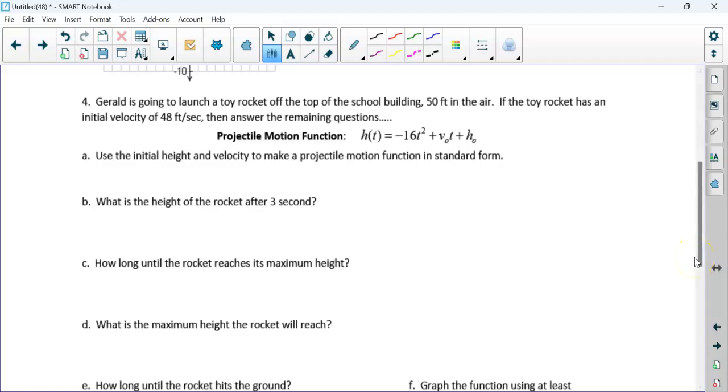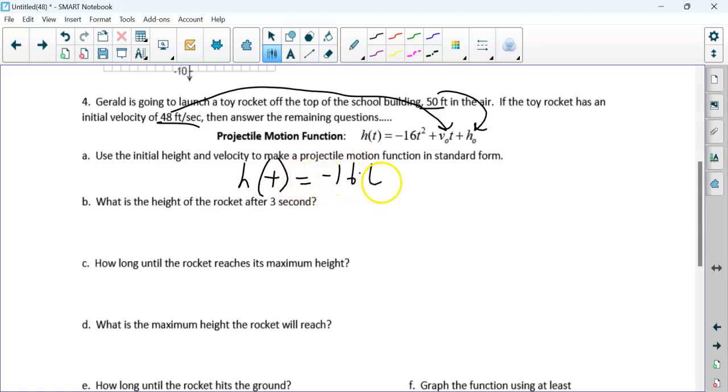All right. Gerald is going to launch a toy rocket off the top of a building that's 50 feet in the air. And it's going to have an initial velocity of 48 feet per second. Feet per second is velocity, v, that goes there, and the initial height, h, goes there. So the first thing we have to do is just do this. Height as a function of time is negative 16 t squared plus 48 t plus 50. That's all the first step is. Just write that out.